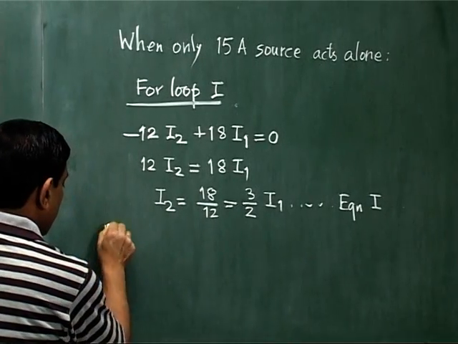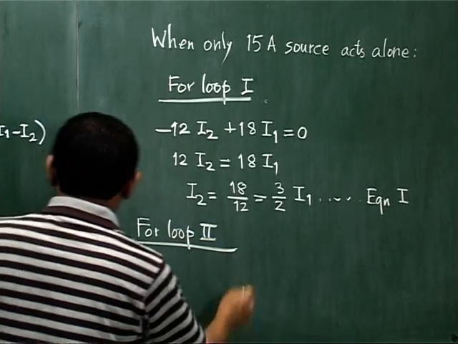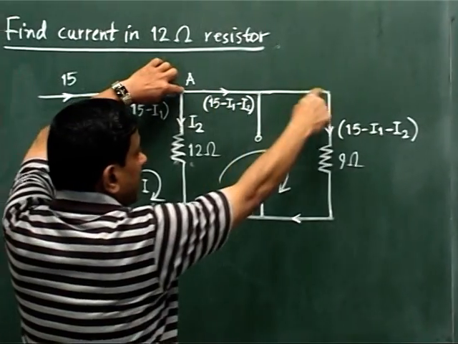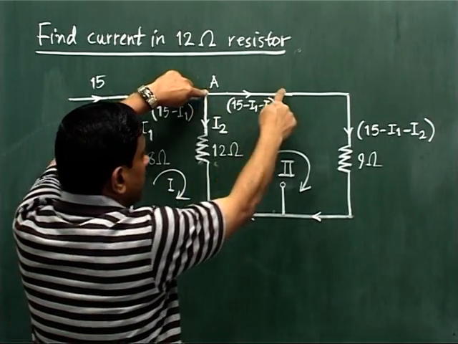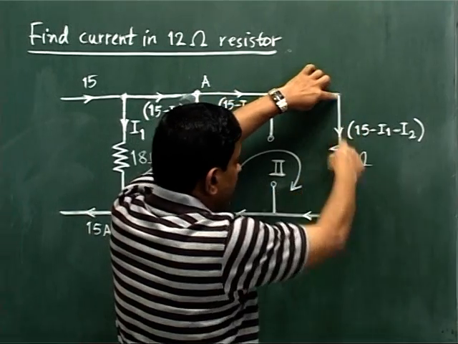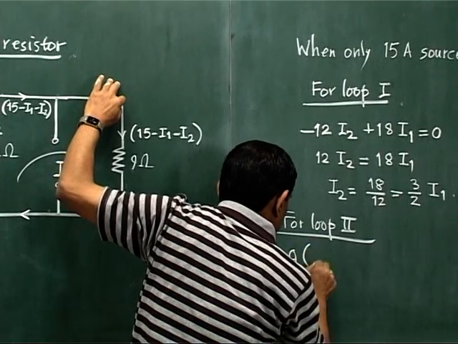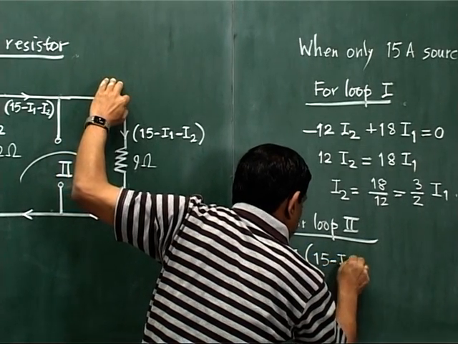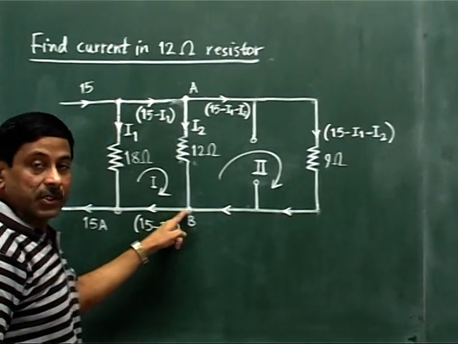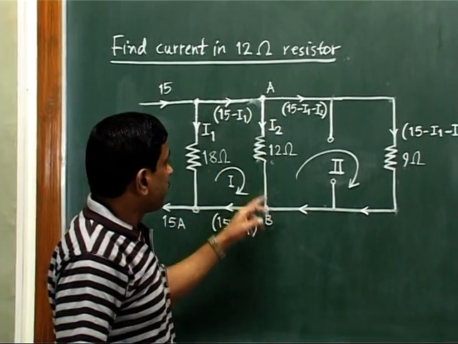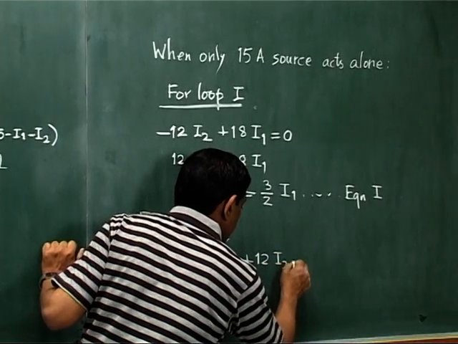And we write now the equation for loop 2. What will be the equation for loop 2 now? Our loop 2 is from this point here down towards left and again to the initial point A. Now this to this, no component here. Here there is a component. So it will be minus 9 into 15 minus I1 minus I2. So we reach here. Then towards left up to this point no component, and now this to this it will be plus 12 I2. So plus 12 I2. This will be equal to 0.